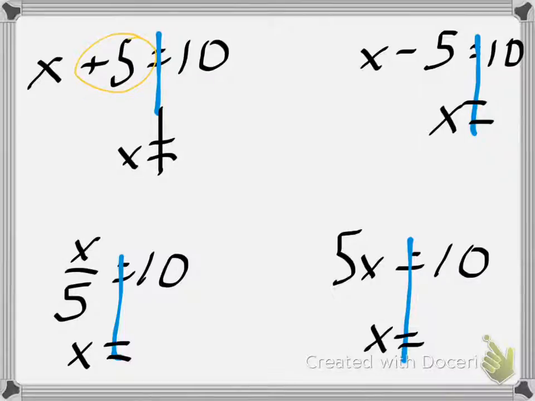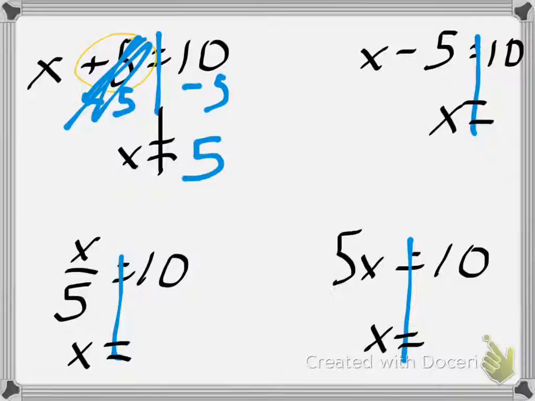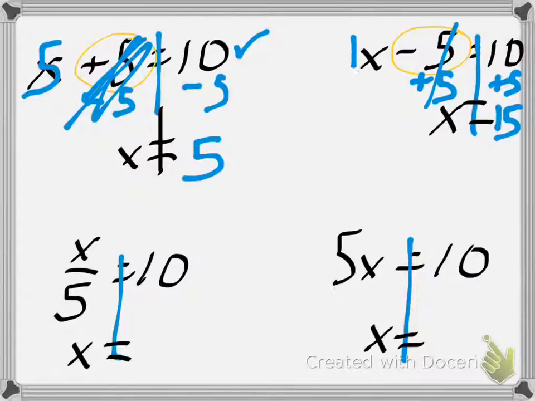So our first one, we get rid of plus 5. So we do minus 5 on both sides. So that cancels. So this gives us 5. And we can see 5 plus 5 does equal 10. Here, we're going to have to get the variable by itself, so we have to get rid of minus 5. We do that by adding 5 to both sides. And this cancels. 10 plus 5 is 15. And I can see if I put 15 there, 15 minus 5 does equal 10.